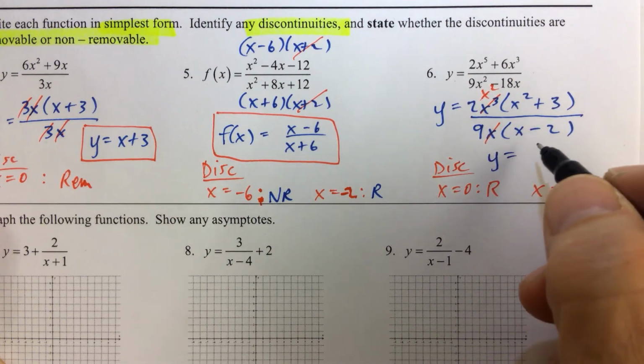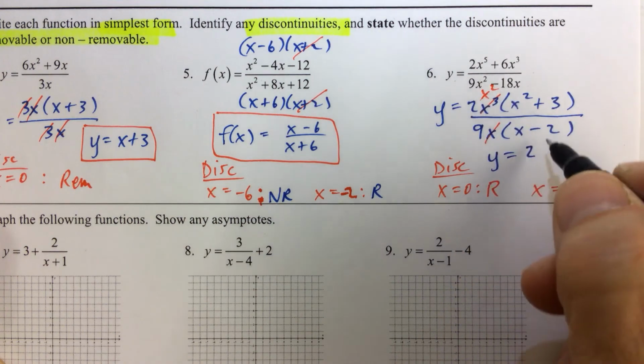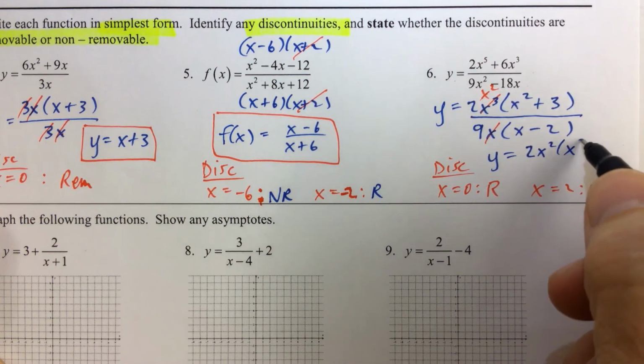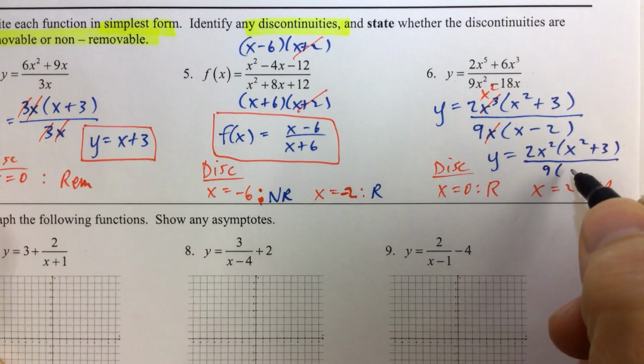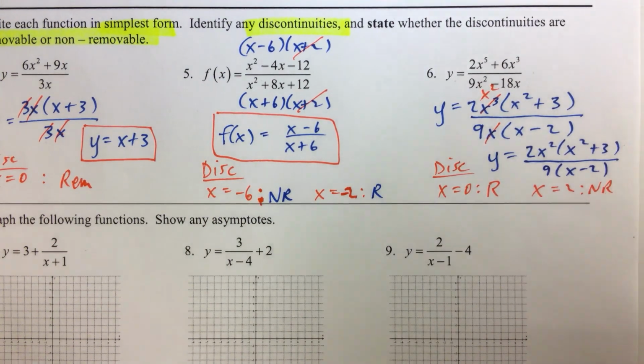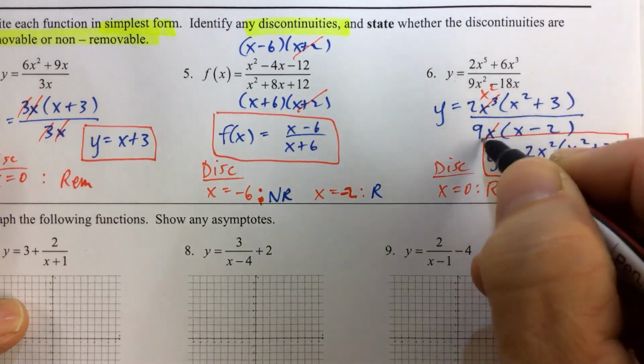So rewriting this fraction in simplest form, we have 2x squared multiplied by x squared plus 3, and then down below we have a 9 that didn't get canceled, as well as an x minus 2. So we squeeze that in there and we're good to go. That's it.